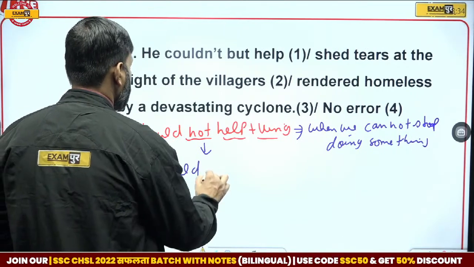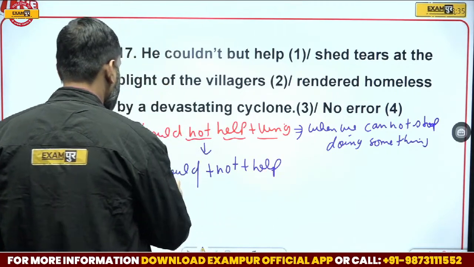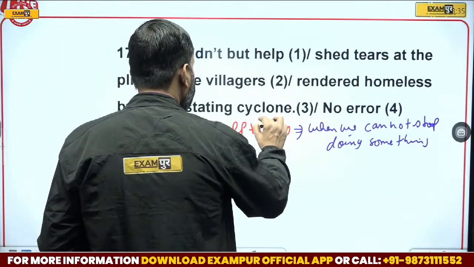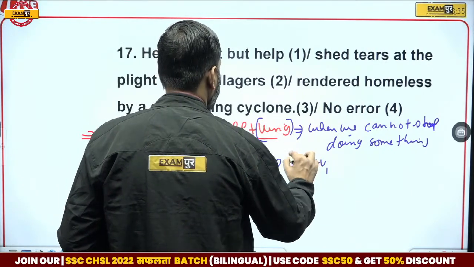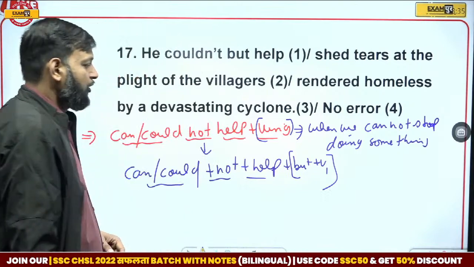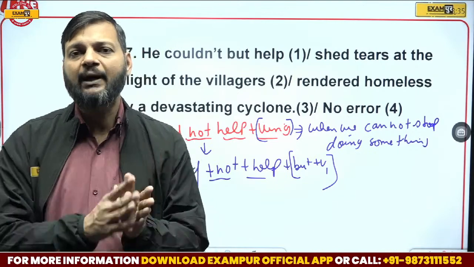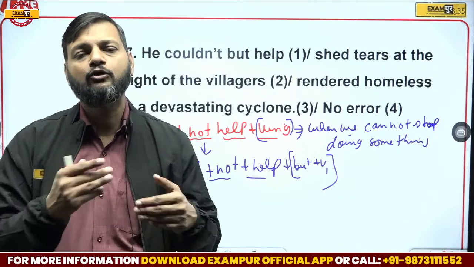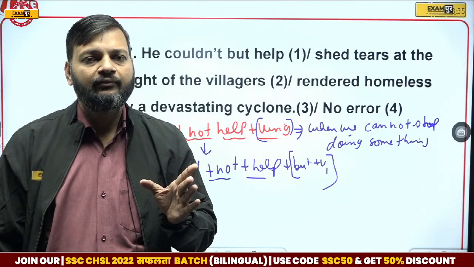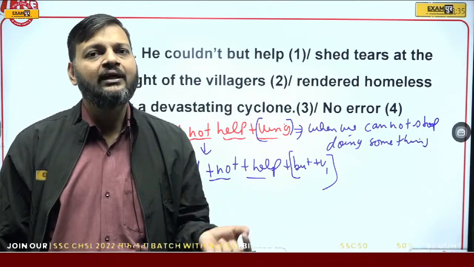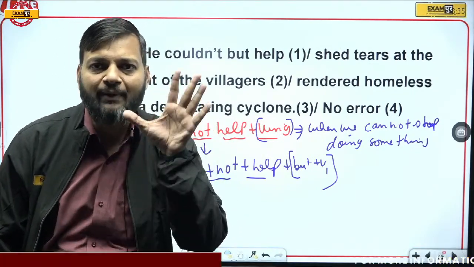Can, could plus not plus help, and in place of ing we can write but plus v1. So in this structure ing can also be replaced by but plus v1. So I could not help laughing can also be written as I could not help but laugh.